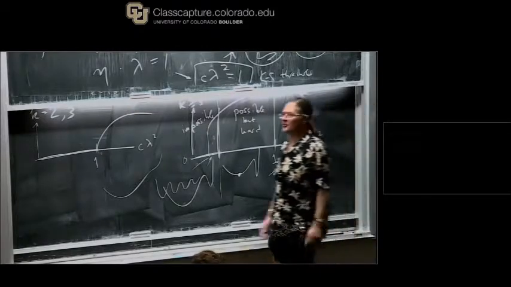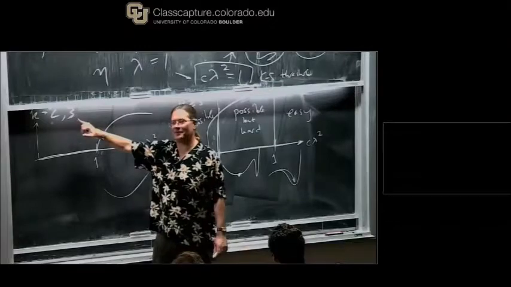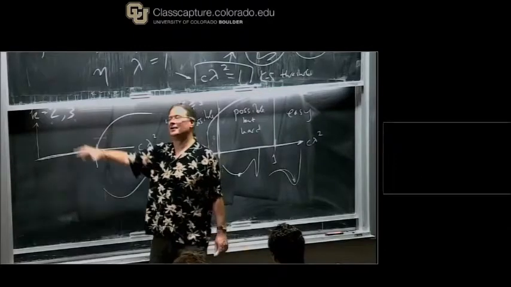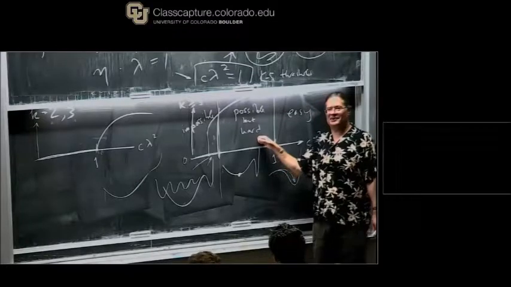OK. For 2 and 3, it looks like this. For 2, that has been proved. For 3, it has not yet been proved. For 4, it looks like this when the model is sufficiently antiferromagnetic.